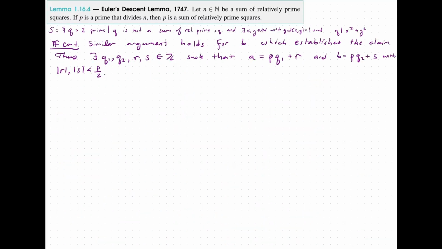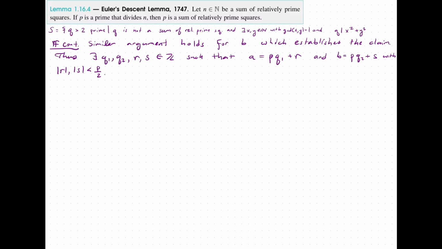Alright, so let's do a recap. We constructed our set S, and we chose our prime P to be the least element of the set S. So P is not a sum of relatively prime squares, but it divides a sum of relatively prime squares. We have constructed that P divides n, which is equal to A squared plus B squared, and we now know that A is equal to P times Q1 plus R, and B is equal to P times Q2 plus S, where Q1, Q2, R, and S are integers. But we also have that R and S, in absolute value, are strictly less than P over 2.